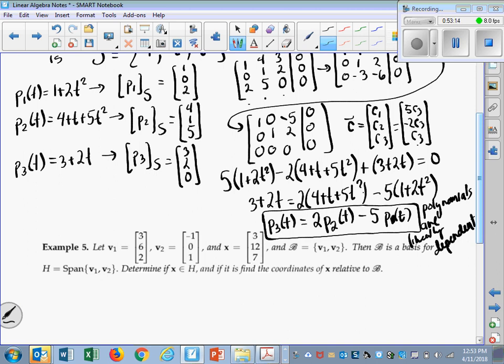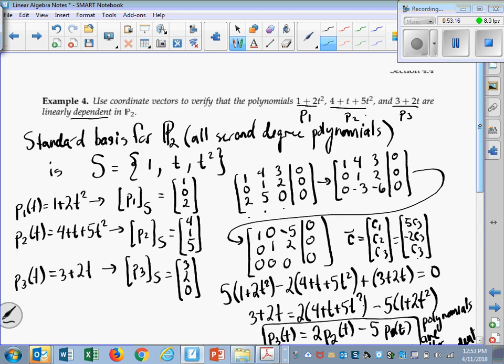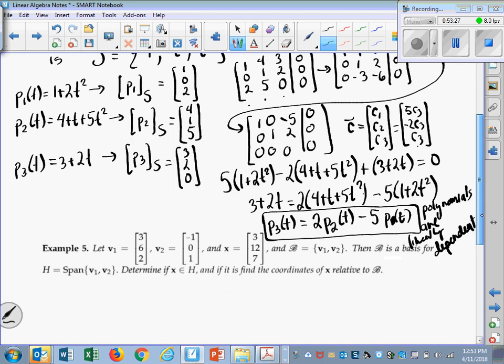But okay, well, let's look at example 5, and I think this is our last example. Let me make sure that I haven't left anything out in our notes portion, and then we'll do this last example here.